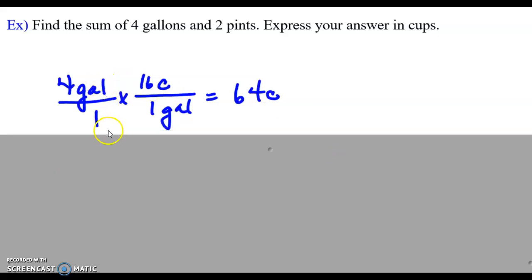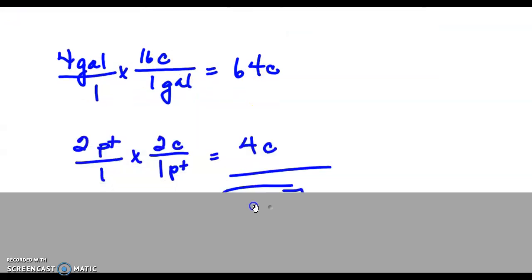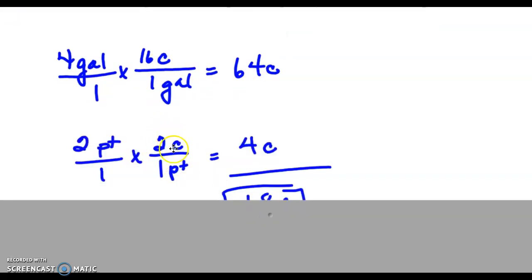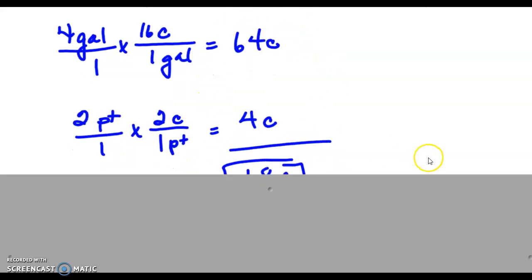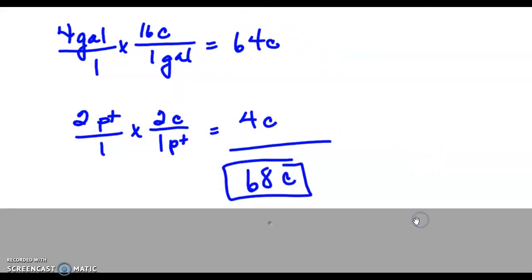First off, let's change the gallons to cups by using 16 cups over 1 gallon. So the gallons cancel, left with cups, in fact, 64 cups. Similarly, for my 2 pints, I know there are 2 cups in 1 pint. The pint labels cancel. We're left with cups, specifically 4 cups. The total means I'm going to add those 2 things together and get a grand total of 68 cups.